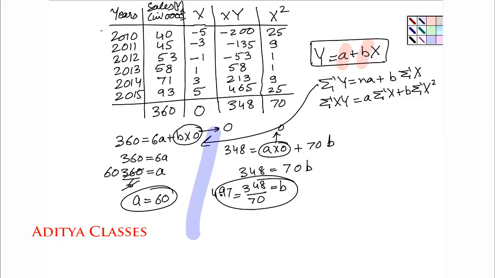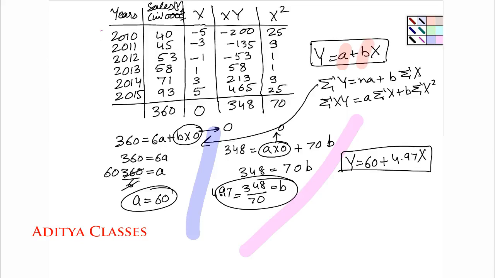So now can I have my equation? My regression equation would be y is equal to a, that is 60, plus bx. b is 4.97x. So by now you should know that when I say that this is my solution or this is my equation, I mean what are these coefficients a and b. I substitute values of coefficients a and b. That is my solution of a regression equation.